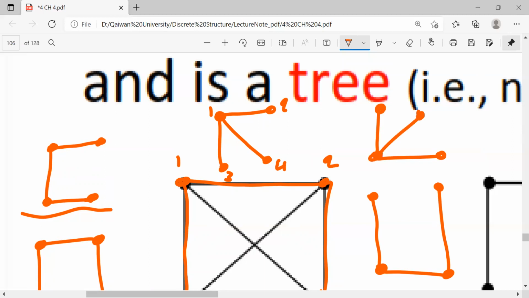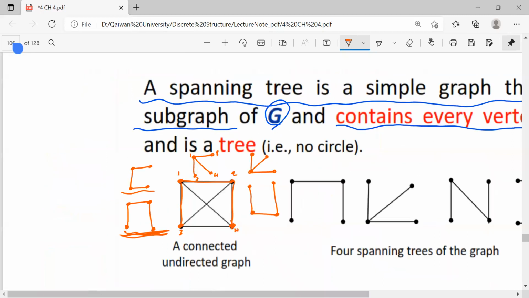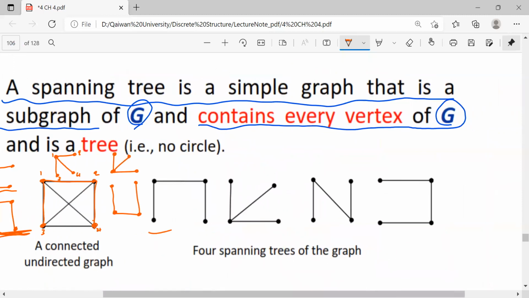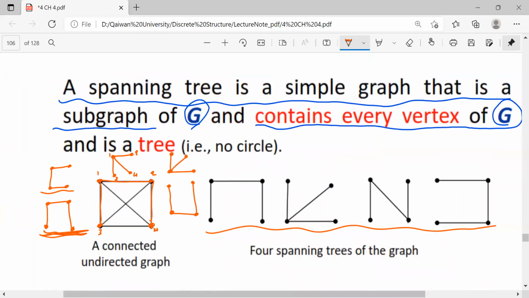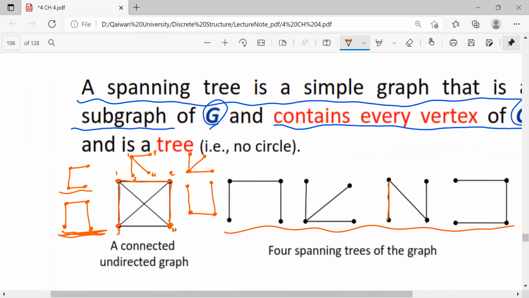This is also a spanning tree of that given graph. These are also found. This is also a spanning tree for the given graph. The most important thing here is to find a tree which contains all the vertices of the graph.